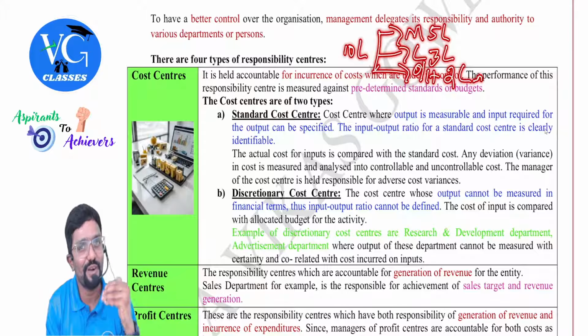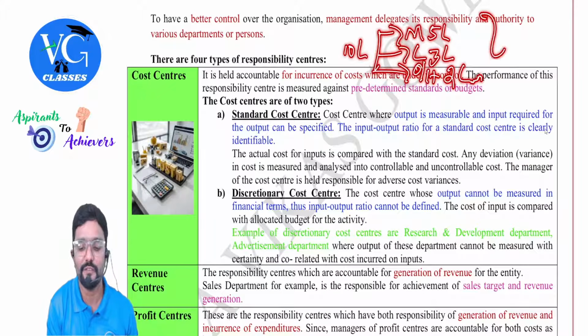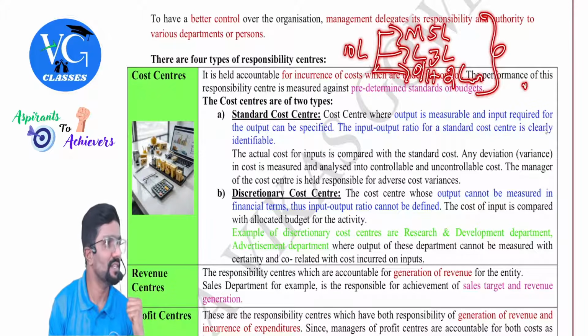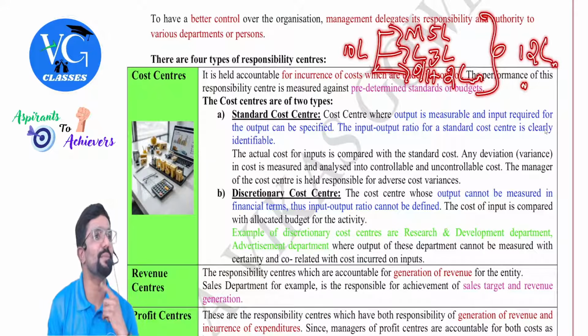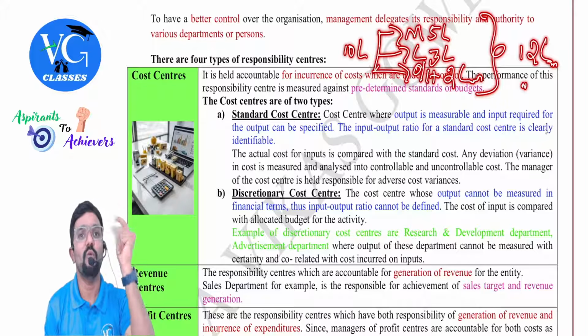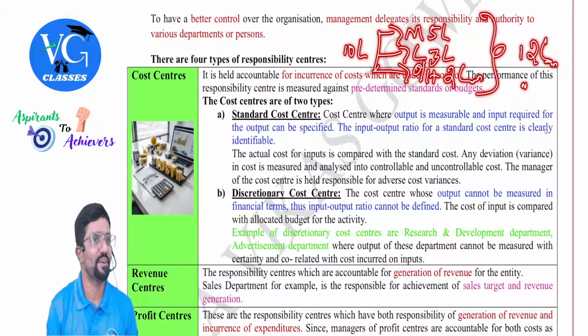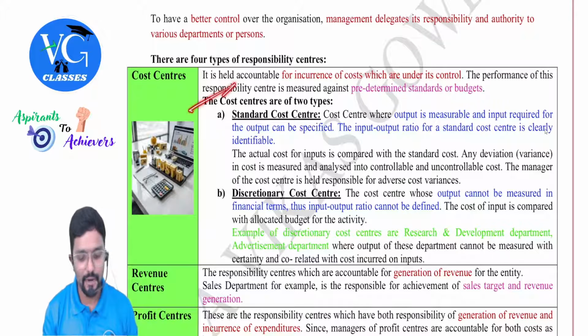They would have been given a budget like this. They should make sure that whatever actual cost they incur is within these limits. Assume they incurred a total cost of 12 lakh. Now they are answerable for it. They should tell why they incurred 2 lakh extra. The cost centers are of two types.